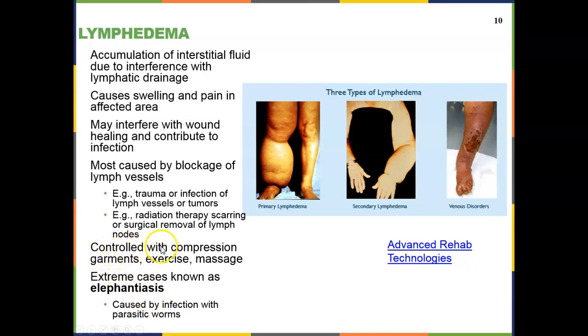Typically, we control lymphedema using compression garments, exercise, massage. If it's due to infection, then we can remove the infection, and then we can again help to decrease the lymphedema by using those compression garments, exercise, and massage. We would have to kill off the worms or whatever pathogen was causing the infection.